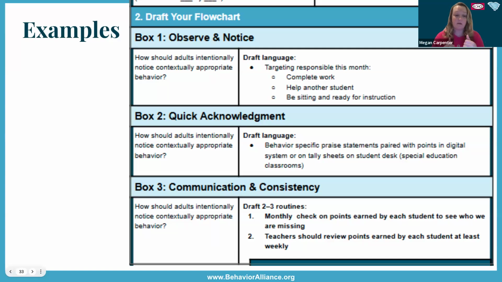So monthly, they would check on points earned by each student to see who they might have been missing as a team. And then the teachers reviewed those points earned by each student at least weekly, so they could self-monitor and adjust and make sure that they're providing that positive feedback to students.